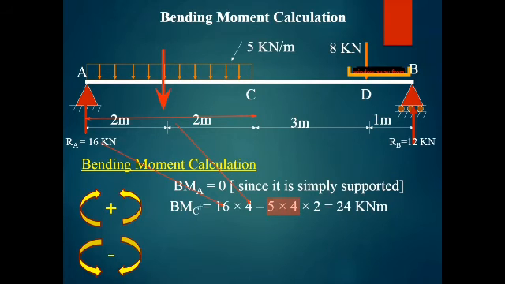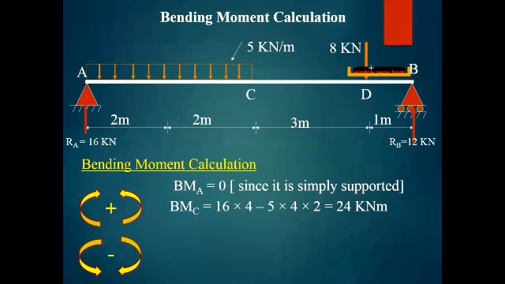I am calculating bending moment at C. That means the distance of this load has to be calculated from C. So this distance is 2 meter. So this 2 meter distance I have taken here. And this is going down. Here we have given the convention: upward going moments positive, downward going moments negative. So this is upward going, so positive, downward going, so negative. So my answer is 24 kilonewton meter.